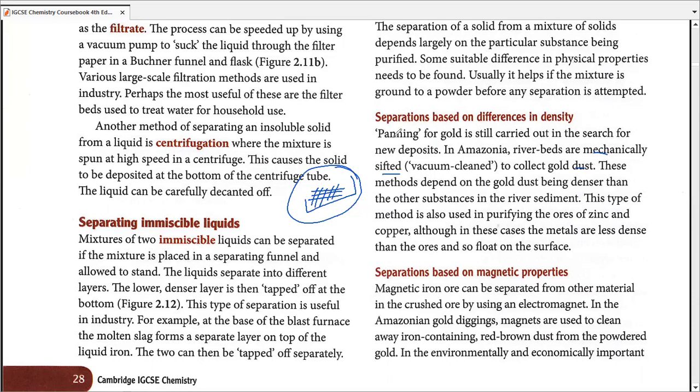Yes, sir. Then panning is much similar to that one. Okay. Mechanical sifting, or simply talking about sifting, is the same process. Okay, sir, moving on.